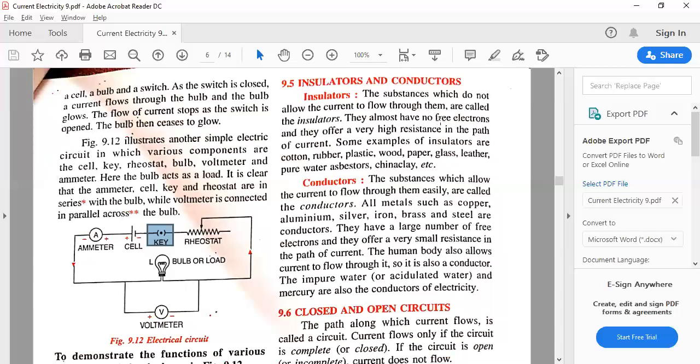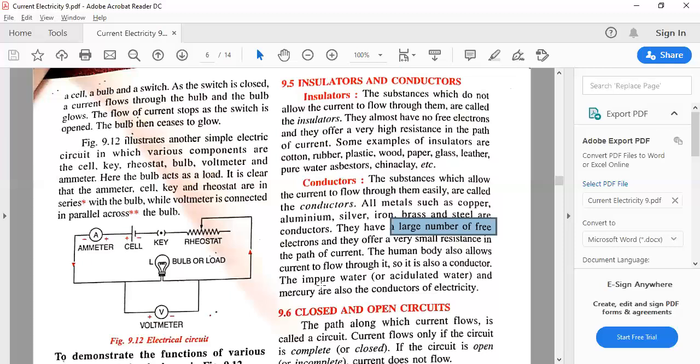ठीक है. तो तुमने थोड़ा टेम्परेचर बढ़ाया हो या यू कैन डू इट, इंसुलेटर से भी करंट पास होता है कभी। नॉर्मल से चेंजेस किए तो हो सकता है। Yes. Conductors means you already know copper, aluminium, silver, iron, brass and steel. Now they have large number of free electrons and offer very small resistance in the path of the current. Now human body also, it is allowing the current to flow through it. So it is also a conductor.